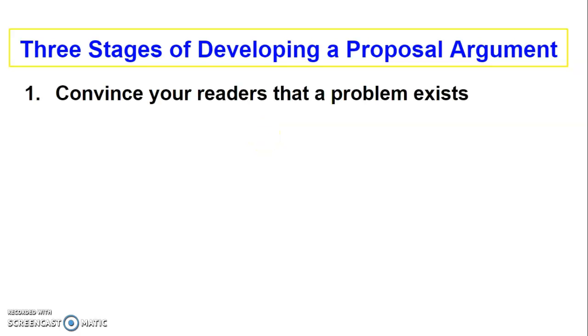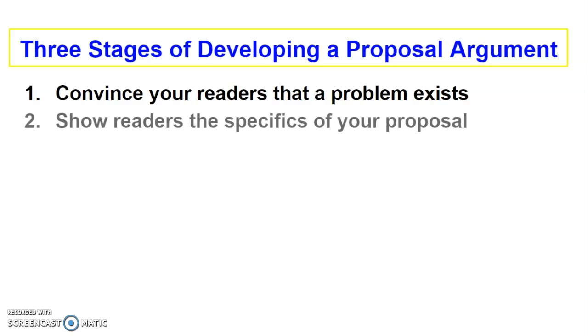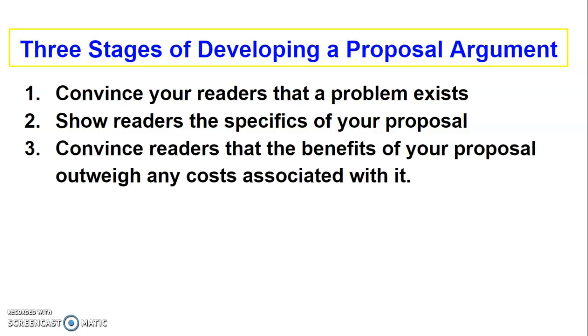Convince your readers a problem exists. If they don't see a problem, why are they going to invest in your proposal? Show the specifics. I could have a real general plan, but if I don't have specifics, nobody's going to invest in it. I've got a plan to solve world hunger. Or no, I'm going to propose we should solve world hunger. Well, how are we going to do it? We're just going to throw a bunch of money at the problem. Just give me some money. Nobody's giving me money unless I have specifics. Convince the readers that the benefits are going to outweigh any cost, whether it's financial, time, whatever.